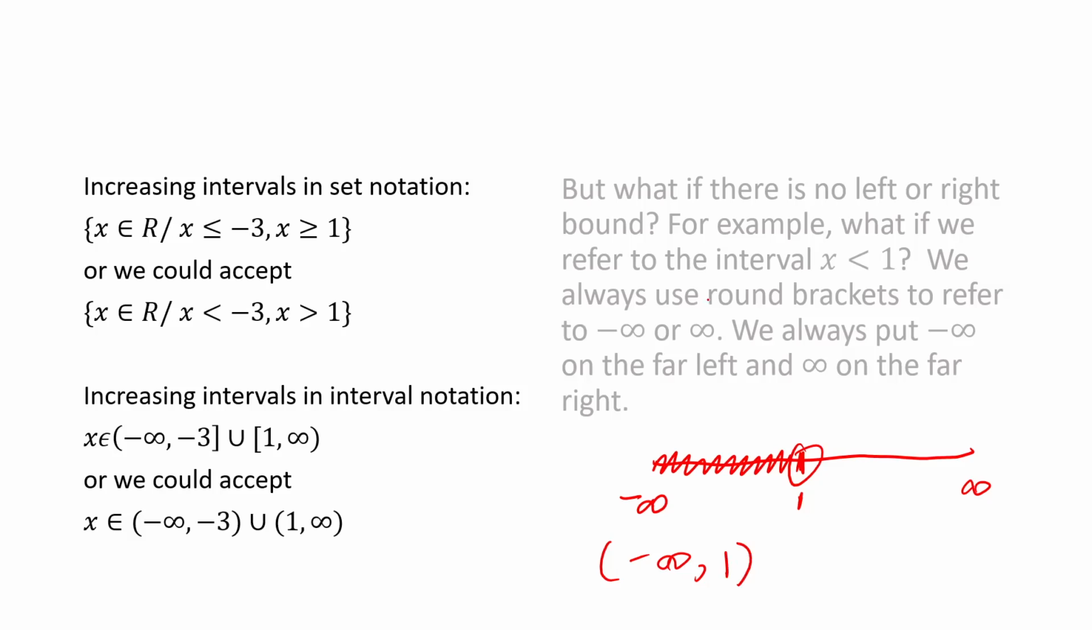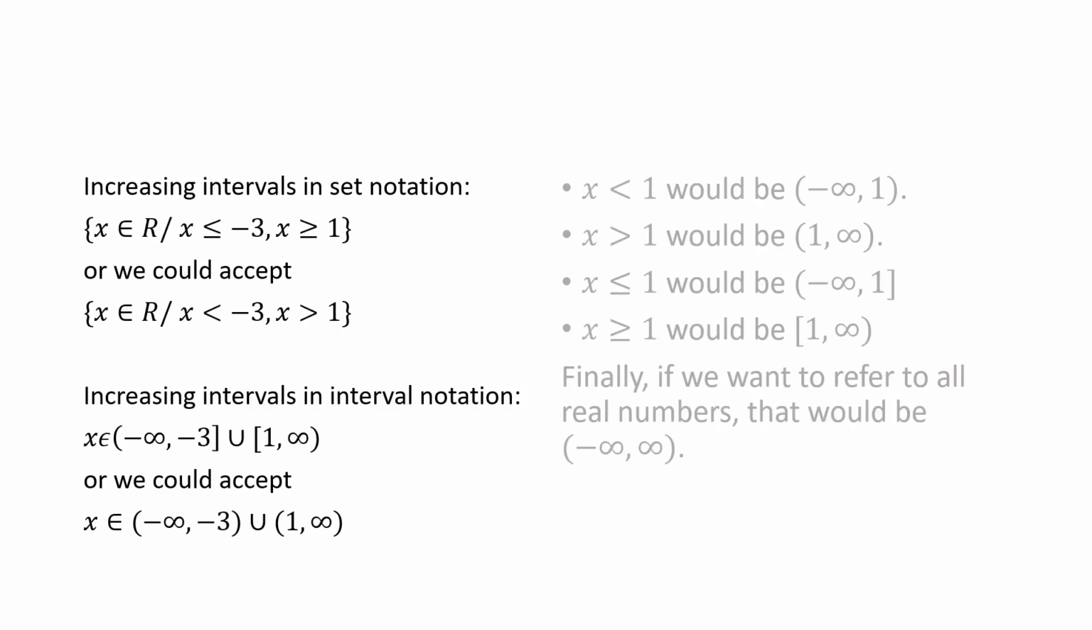We always use round brackets to refer to negative infinity or infinity. We always put negative infinity on the far left and positive infinity on the far right. So x less than 1 would be negative infinity to 1. X greater than 1 would be 1 to infinity. Okay? And finally, if we want to refer to all real numbers, we would say negative infinity to infinity. Remember, if you have a negative infinity, it belongs on the far left. If you have a positive infinity, it belongs on the far right. And in either case, you must use round brackets for that part of the interval notation.